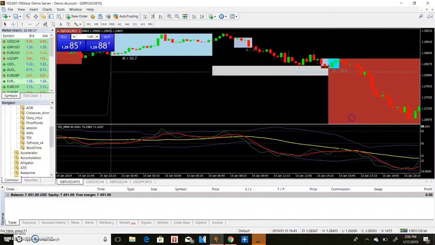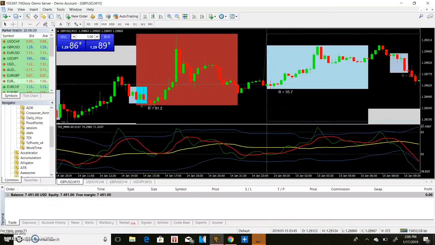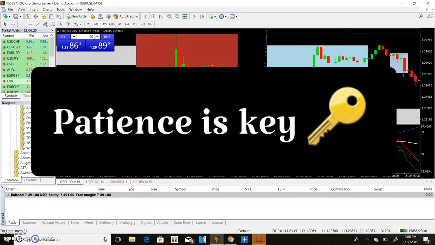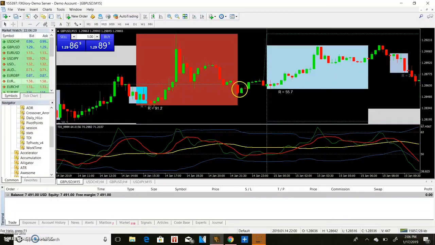Looking for some setups, and most of the time I tell people, do not trade unless you see setups. If you don't see any setups, then do not trade, because you will lose. Only trade when you see setups.